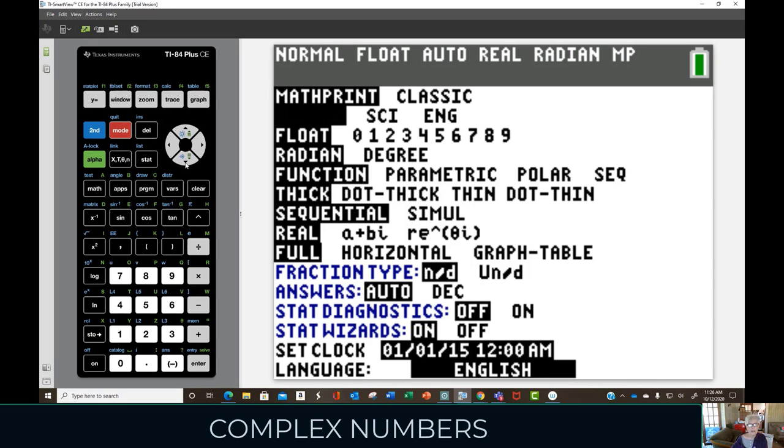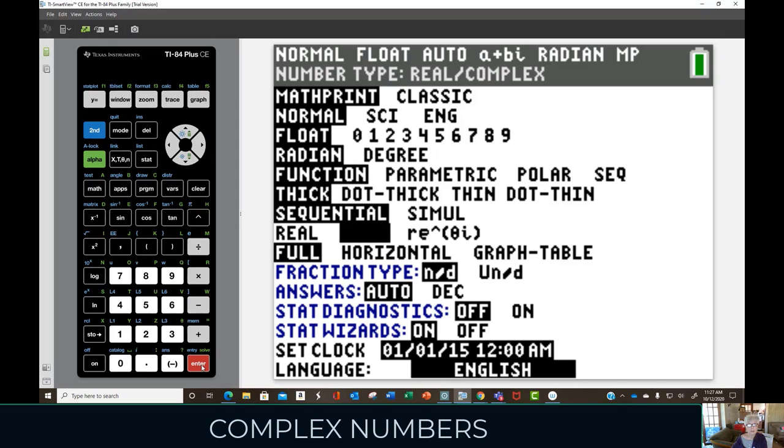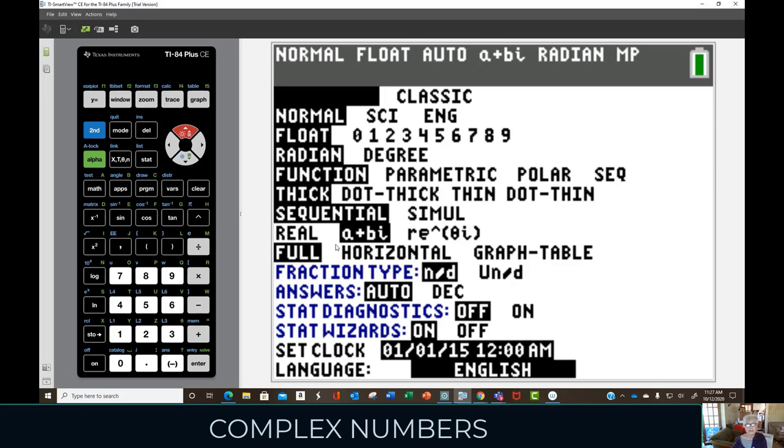And I'm going to use my down arrow key to come down, down, down to where Real is blinking. Real is what's highlighted right now because we're in the real number system. We have to move to the complex number system. So with your right arrow key, you're going to move over to where the cursor is blinking on top of A plus BI, and then you hit enter. Now, if you move your cursor up, you can see that A plus BI is highlighted. The calculator now is in the complex number system.